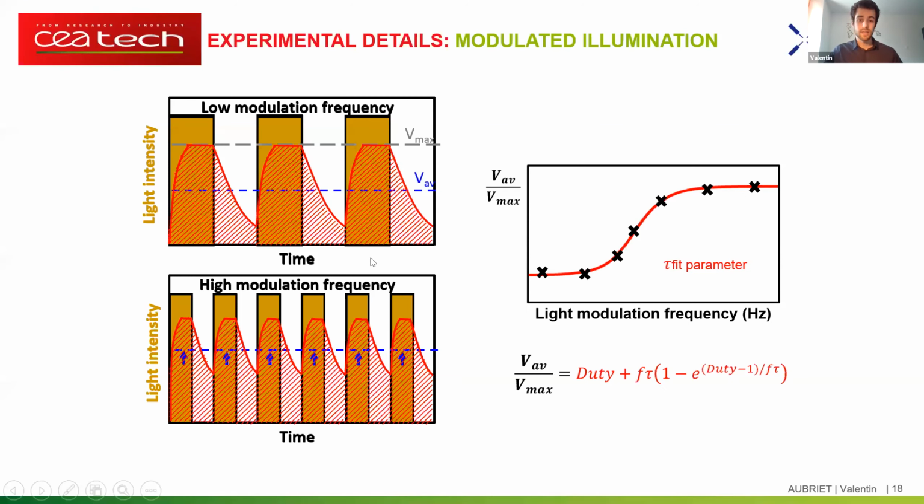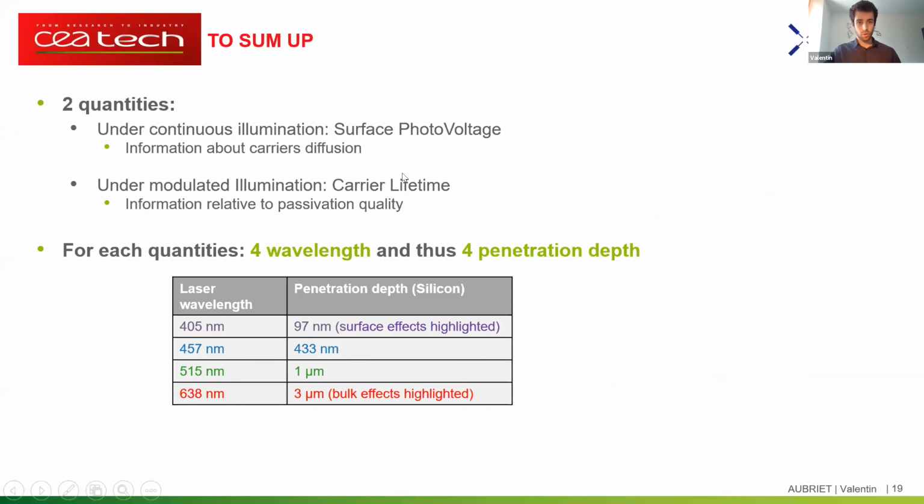So by measuring the average surface photovoltage from low modulation to high modulation, we can obtain a spectroscopic curve like this. And from this curve, we can fit the data using this model in order to obtain the recombination carrier lifetime. So basically, we have two quantities: the surface photovoltage, which gives information about carrier diffusion, and carrier lifetime, which gives information about passivation quality.